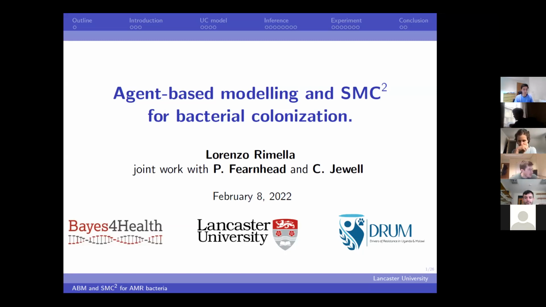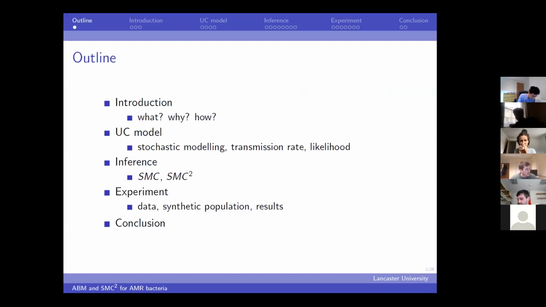Okay, so this is going to be a quite applied talk, hopefully fairly new to most of you. I'm going to talk about agent-based modeling and SMC² for bacterial colonization. And this is, of course, joint work with Paul and Chris.